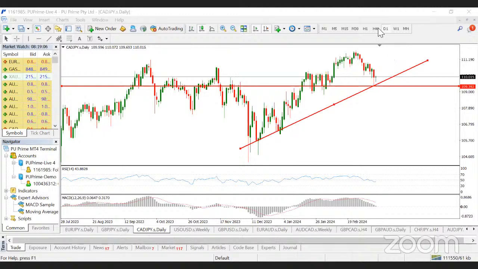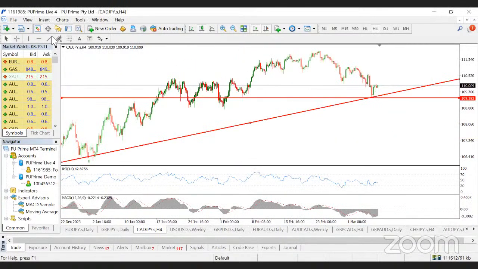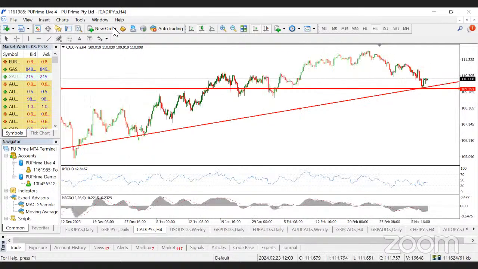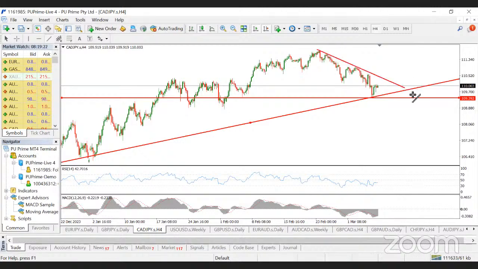And if I take it down to 4 hour, I can draw. So we have a falling wedge, an uptrend on the daily, a falling wedge on the 4 hour, which technically will give rise to a bullish continuation. So if the news comes out good for the CAD, I might be looking at buying the CAD JPY because we have a bullish technical projection on CAD JPY.